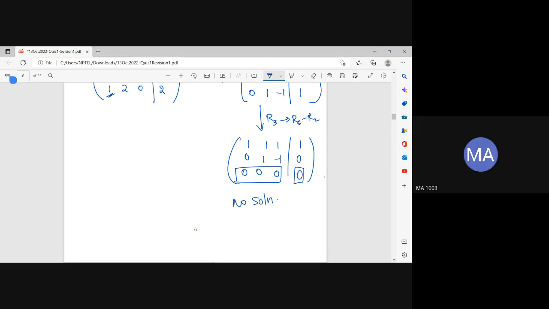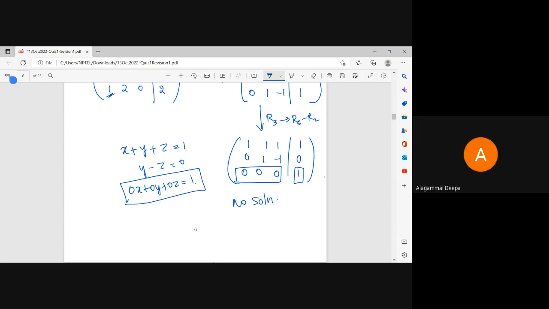So let's assume this was 0. How will we solve? So now I have this: last row is 0 and the right hand vector is 1. This system is nothing but x plus y plus z is equal to 1, y minus z is equal to 0, 0x plus 0y plus 0z is equal to 1. Is this equation possible? No, it's not possible. So whenever you have a 0 row, the corresponding entry of the right hand vector should also be 0. Only then we will have a solution.